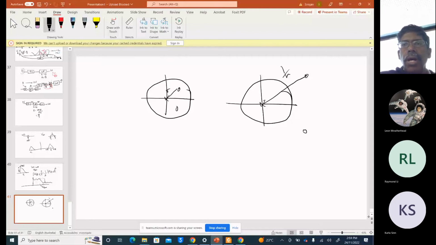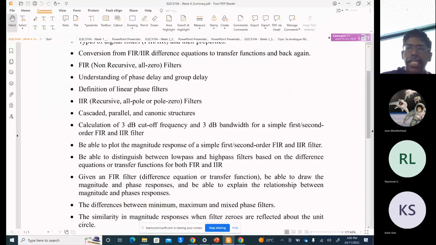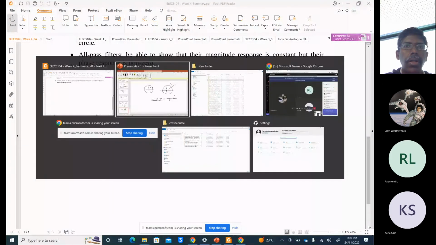If you reflect a zero outside the unit circle, there is no change in the magnitude response. It will be the same magnitude response. That's how we change from a minimum phase filter to a maximum phase filter. We can simply take the zeros outside the unit circle by flipping it to 1 over R. So that is one thing. Yeah, I think that's all.